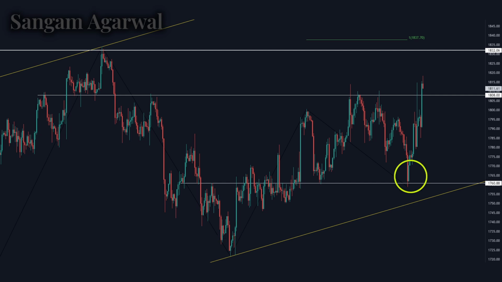Based on 1760 support, when you draw a few extension levels, our target above 1834 is 1837, the 100% projection level. Before 1830, we have 1808 as our horizontal support. On this time frame, we cannot get complete information about what will happen if price breaks above 1834 or below 1721.